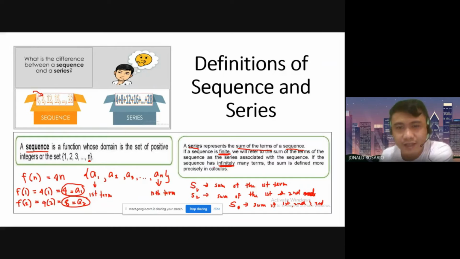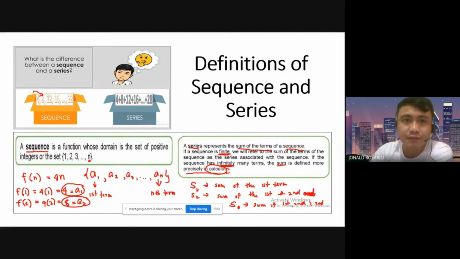If the sequence has infinitely many terms, the sum is defined more precisely in calculus. Yan. Okay? Pagka yung mga sequence natin ay mayroong infinite number of terms, hindi natin kaya ngayon on this pre-calculus para makuha yung sum. Kaya kailangan natin ng topic sa calculus para makuha natin yung sum. Papasok na dyan yung integration, which is a topic on higher mathematics.